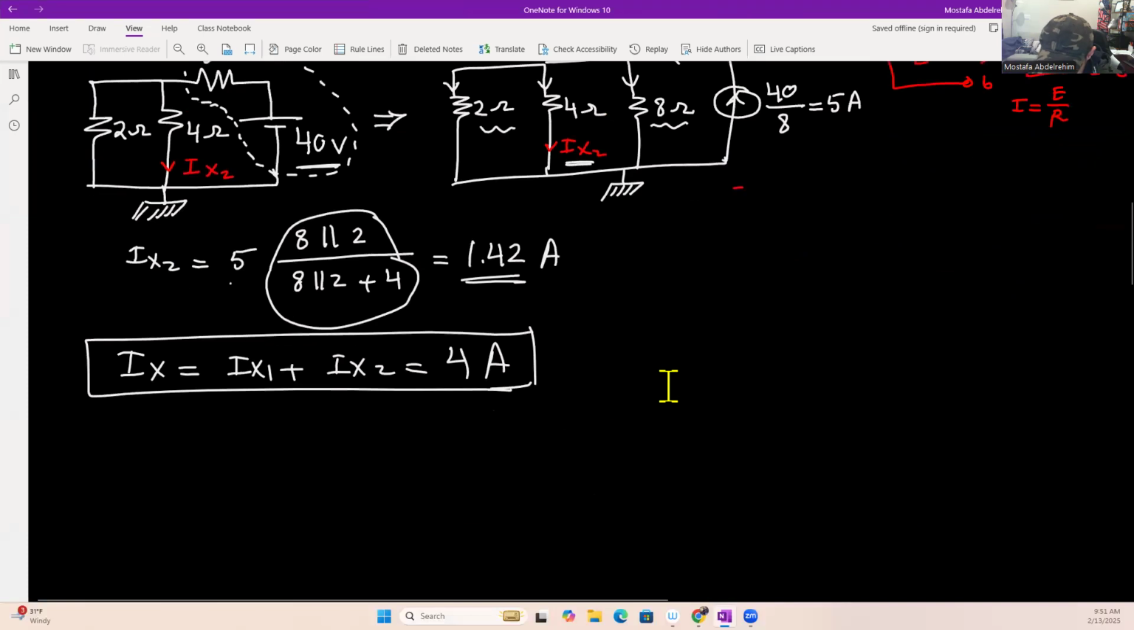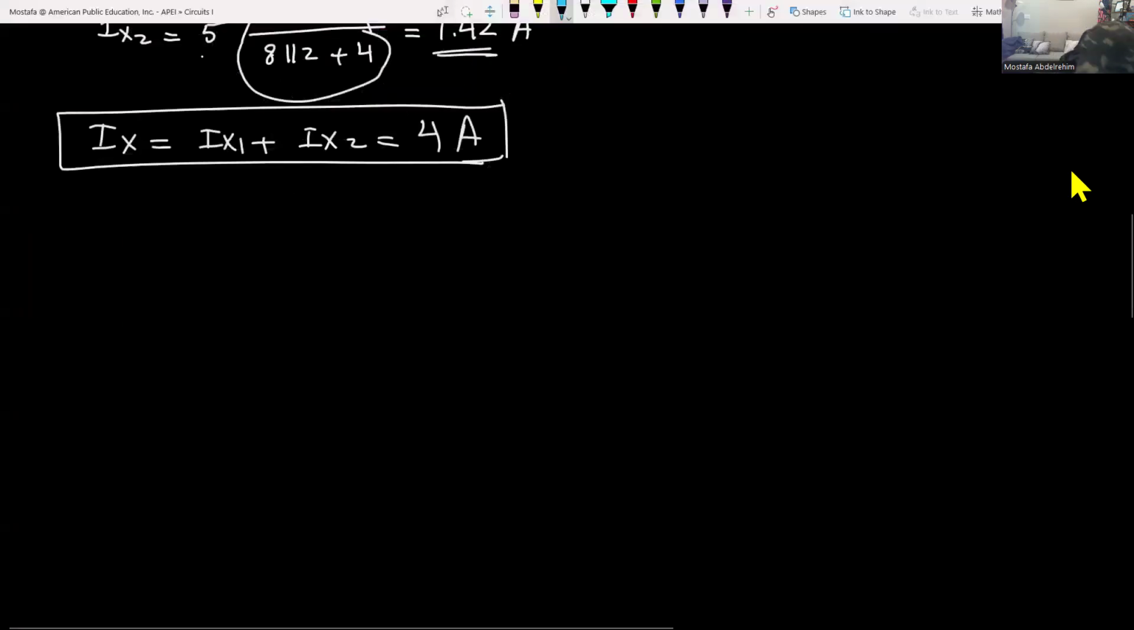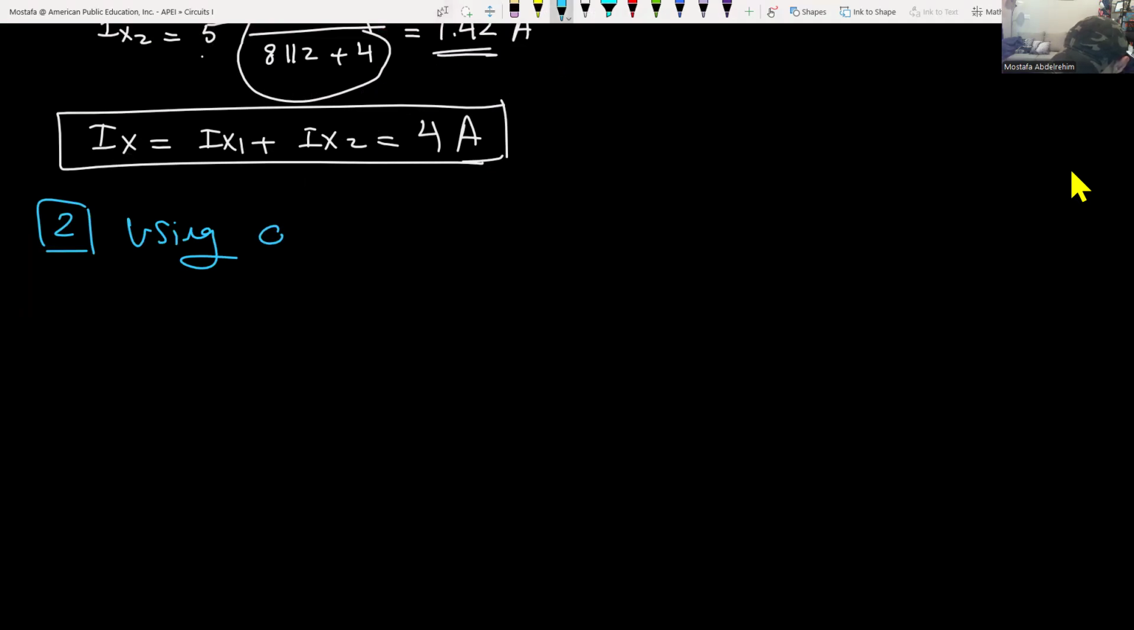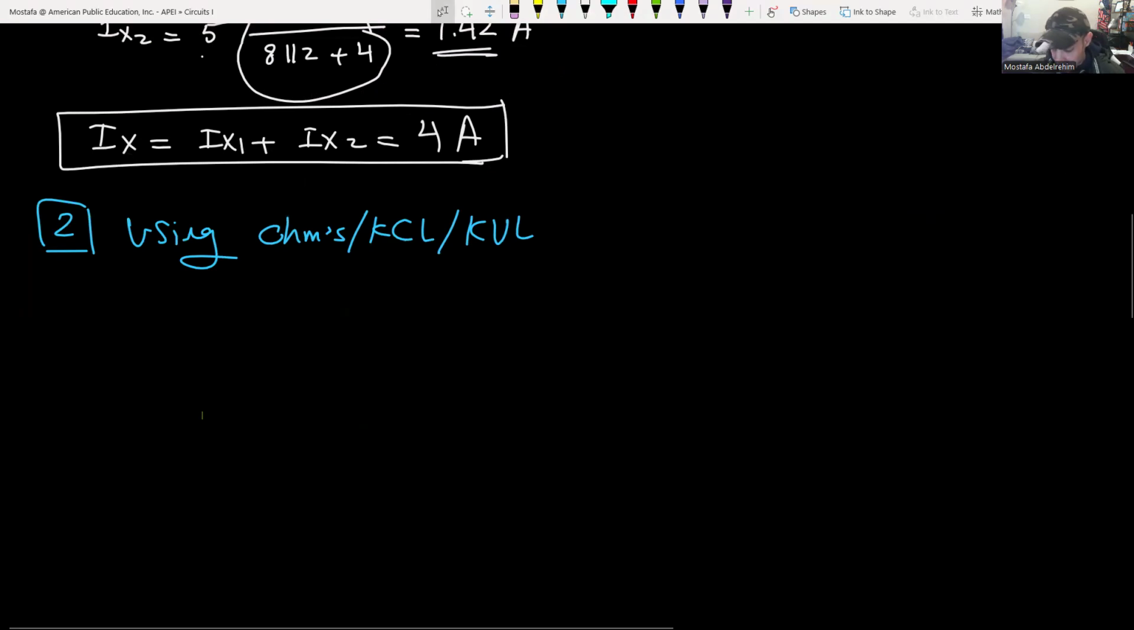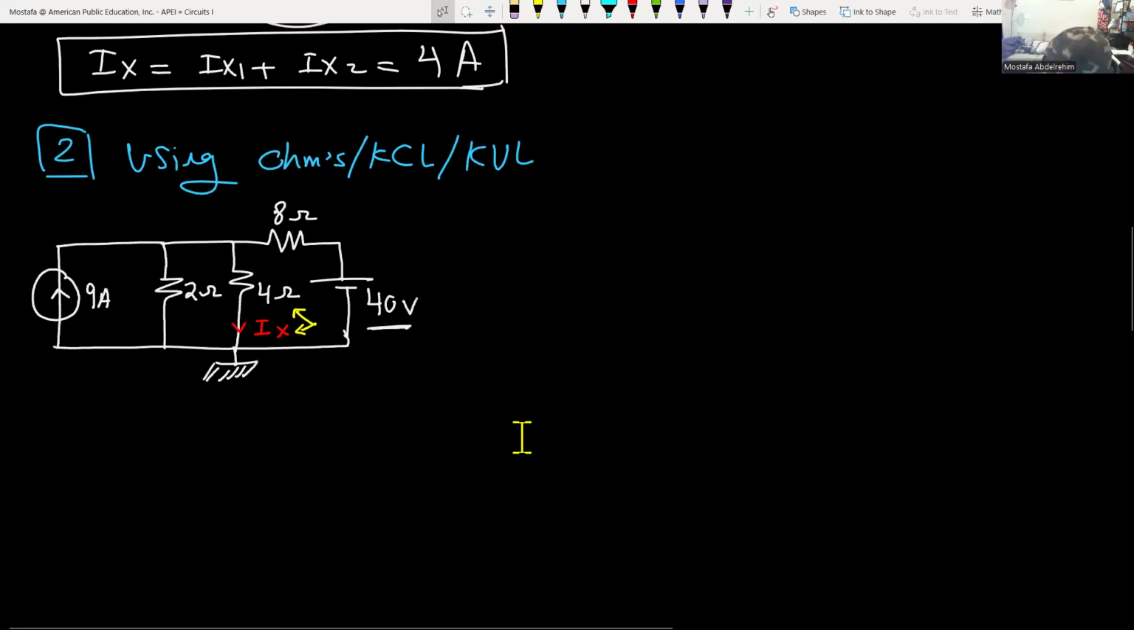So let's have another solution. Solution 2, using Ohm's law, Kirchhoff current law, Kirchhoff voltage law. So let's just redraw the circuit again. Okay. So that's the circuit.